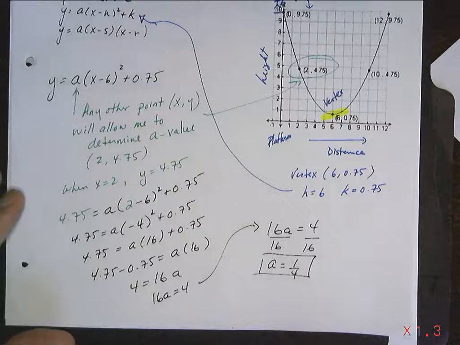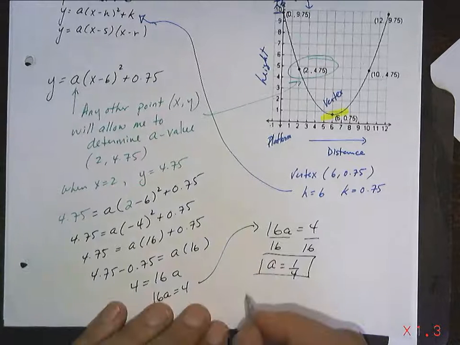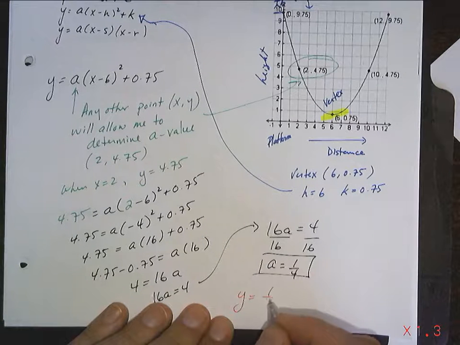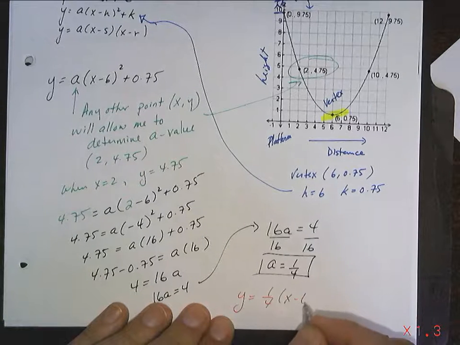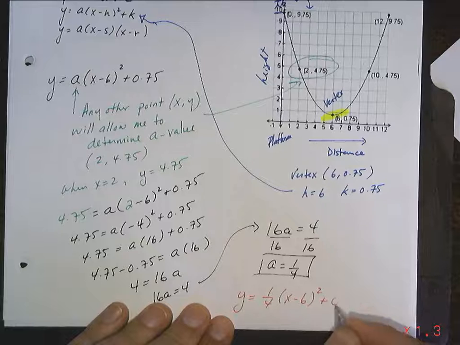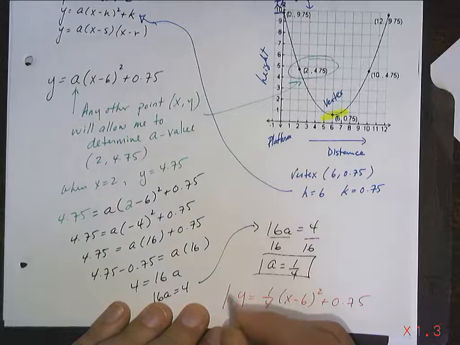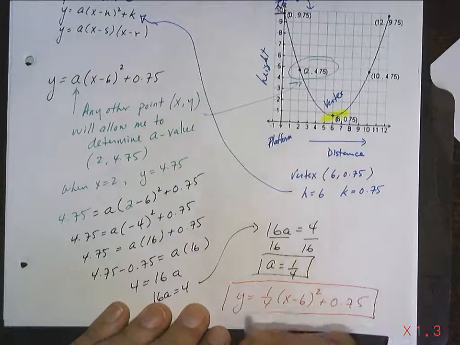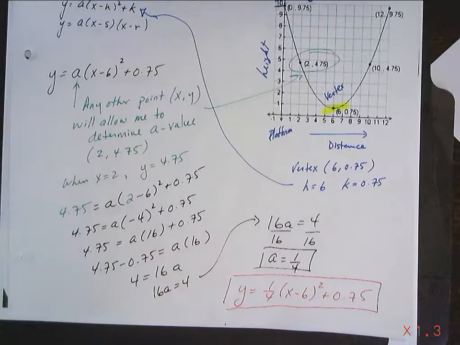You know what that means? Therefore, the equation is given by y equals one quarter times (x minus 6) squared plus 0.75, and I got it by knowing the vertex and any other point on the curve. And that's how I solved for it.